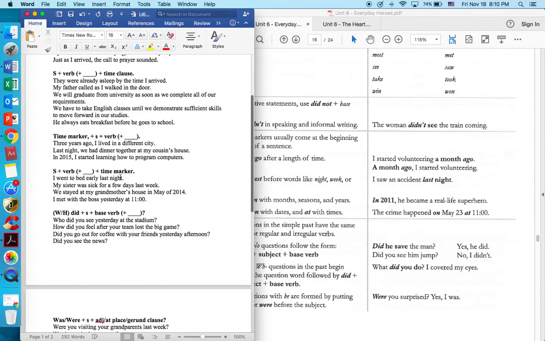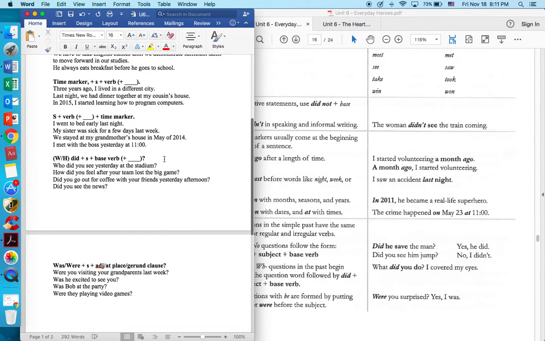Okay, you could also put the time marker at the end of the sentence. I went to bed early last night. And exactly like we saw with the time clause, if you put the time marker at the end of the sentence, you don't need a comma separating the rest of the sentence from the time marker. My sister was sick for a few days last week. Subject, verb, object clause, and then time marker. We stayed at my grandmother's house in May of 2014. Again, the time marker starts with in May of 2014. I met with the boss yesterday at 11. Here we have a specific time. Yesterday, there's our time marker.